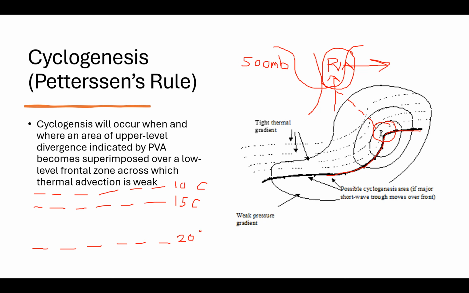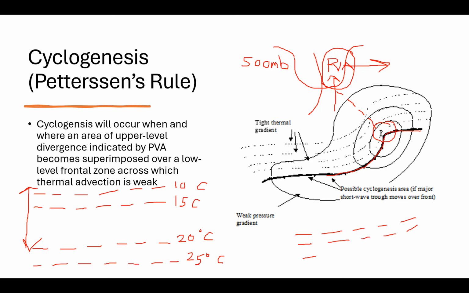So when we talk about weak thermal advection, we're looking at the spacing of these isotherms. When they're farther apart, that's weak thermal advection. When they're more tightly packed, here, let me do this. Let's just call this 25 degrees Celsius. So when you have very tight packing of these isotherms, let's say we have lines like this.